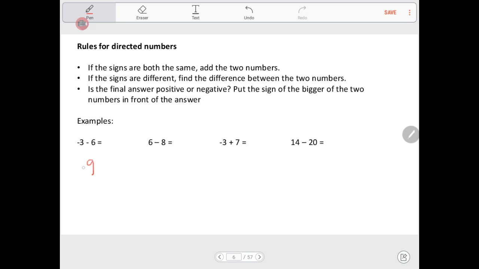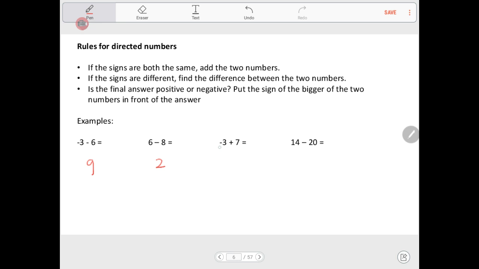Okay, now I'm not finished with this one. I'm going to come back and finish that off, but I just want to show you, okay, the signs are different. This is plus 6 and minus 8, so the signs are different. I'm going to find the difference between the 2 numbers. The difference between 6 and 8 is 2. Once again, we're not at the final answer there.